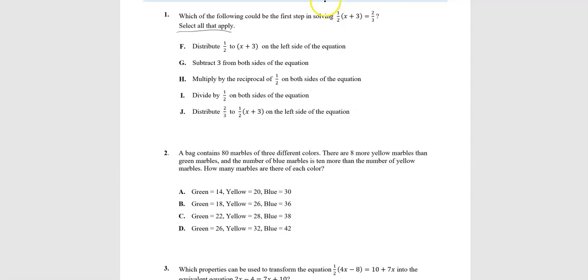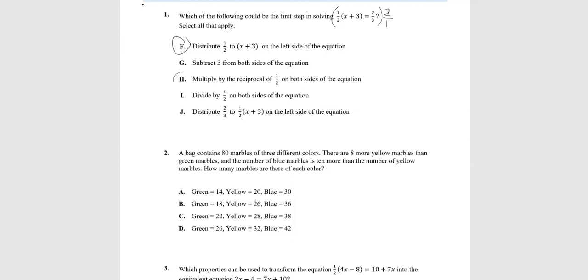The first thing I probably would do is distribute my 1/2, which is answer F. So that's one option, just distribute. The next thing that I could do is get rid of my fraction by multiplying everything by the reciprocal, which is 2/1. The reciprocal of 1/2 is going to get rid of my fraction. Multiplying this as well, that's another option.